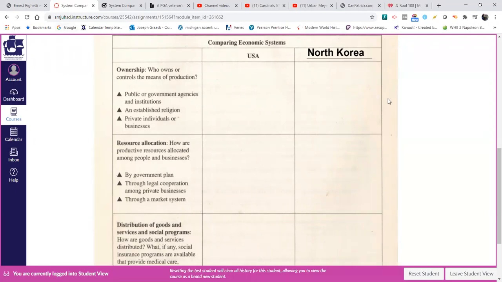Group 2, you will be North Korea. So you will answer question 1, which is number 2 on your Formative. Who owns or controls the means of production in North Korea? Question 5 on your Formative, or question 2 for North Korea. How are productive resources allocated among people and businesses in that country? And then question 6 on your Formative, or the third one for North Korea, is how are goods and services going to be distributed?